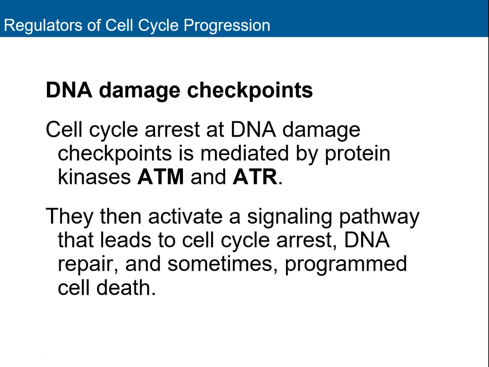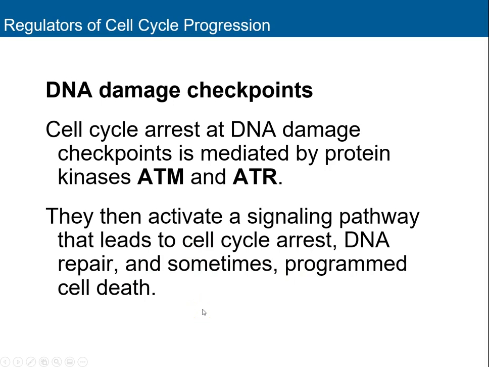Here, we're talking a little bit more about regulators of the cell cycle, so DNA damage checkpoints. Cell cycle arrest at DNA damage checkpoints is mediated by the protein kinases ATM and ATR. These are particular proteins involved in arresting a cell when some sort of DNA damage is detected. If there is a mutation or a problem in these proteins, then cells will progress through that checkpoint when they shouldn't have. ATM and ATR will activate a signaling pathway that leads to cell cycle arrest, DNA repair and sometimes programmed cell death.